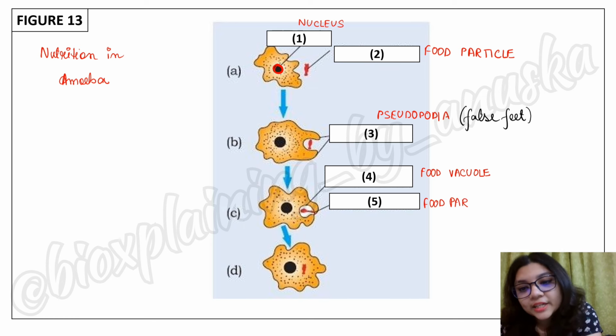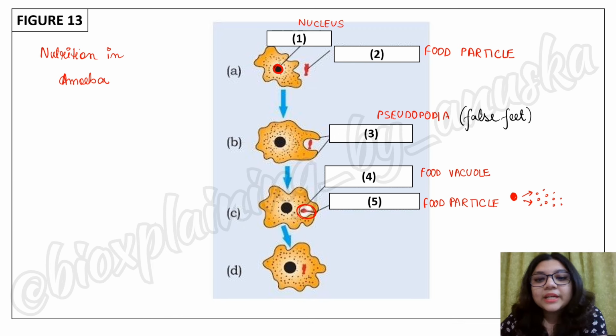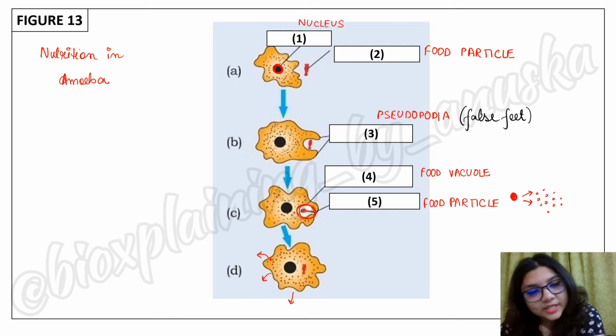The food particle is engulfed by the amoeba into the food vacuole. That is, inside the food vacuole, if the food particle is like this in size, it will get broken down into small particles. Okay. And then ultimately the smaller particles are utilized by the amoeba, and the unused part is brought to the cell surface and it is finally excreted out of the cell. I guess this is clear. Go ahead to the next one.